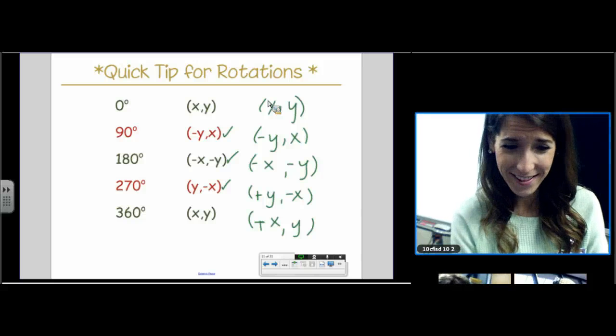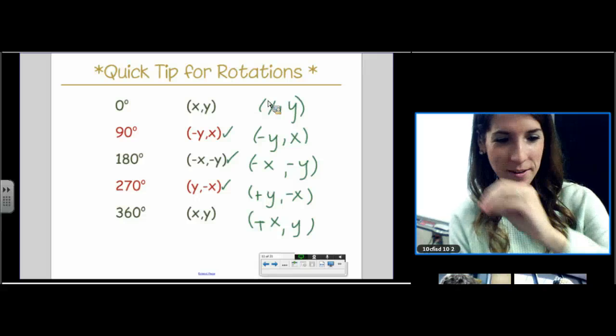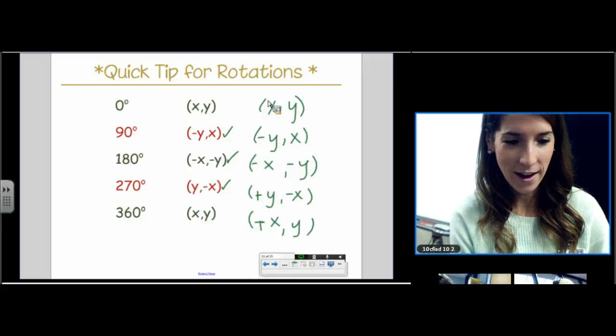So write it down. Write down switch and make the first one negative. You guys flatter me too much.